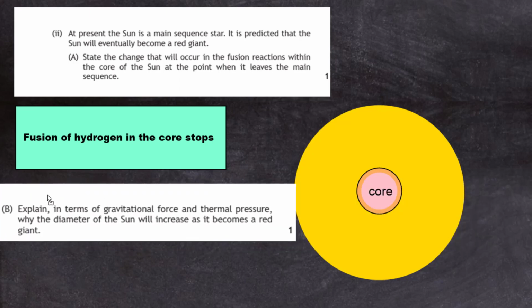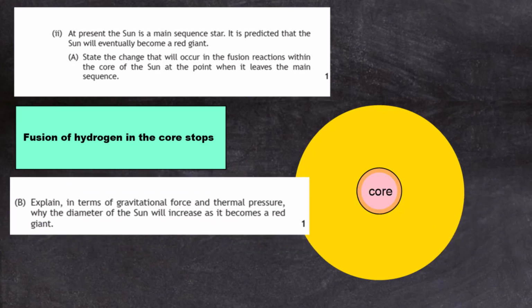Now, part B is a bit different. It says explain in terms of gravitational force and thermal pressure why the diameter of the Sun will increase as it becomes a red giant. Now, in a star or in the Sun, there's a constant battle going on between the thermal pressure pushing outwards due to the hot gases and the gravitational pull trying to contract all the matter downwards. And that battle is going on all the time. And the Sun adjusts its battle so that these two forces are equal.